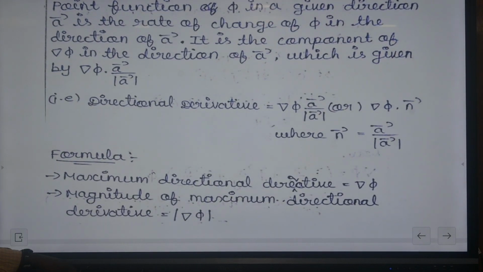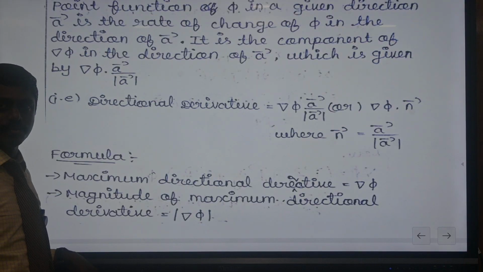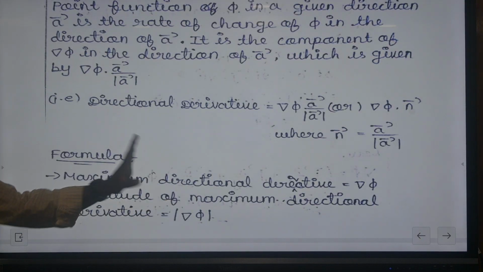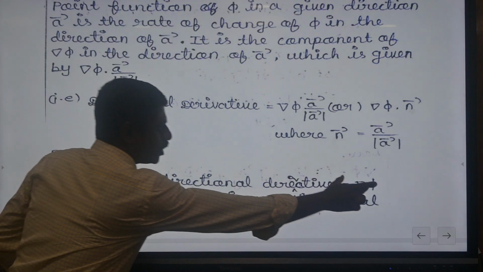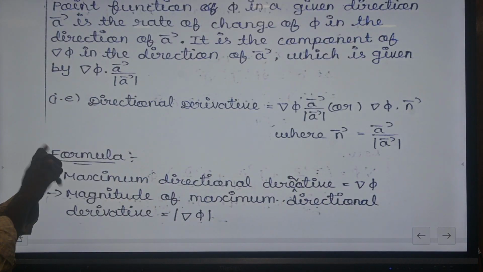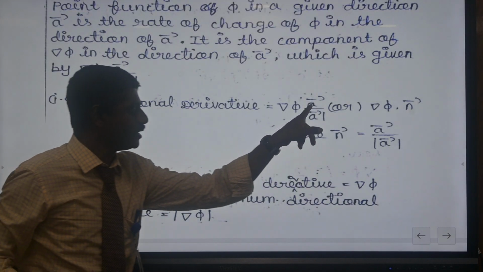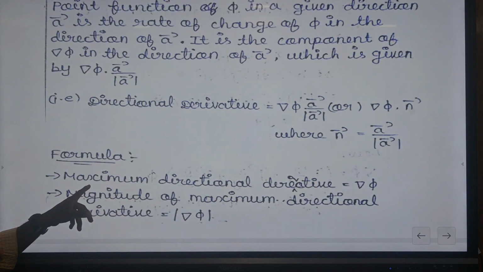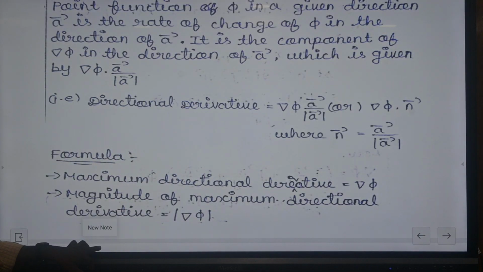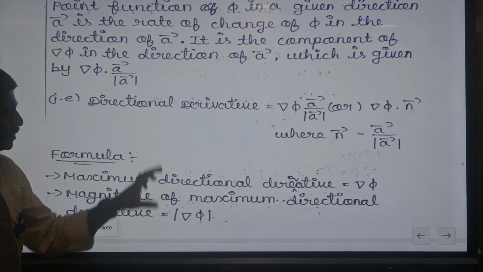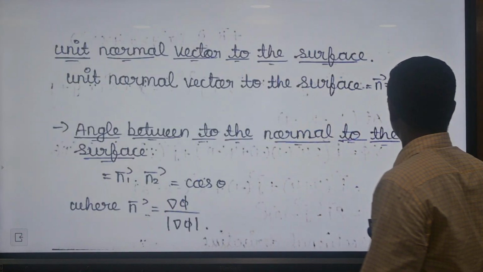Next, the maximum directional derivative. They ask to find the maximum directional derivative, that is del pi magnitude; just find the modulus of this value. So here are three formulas. One is to find the directional derivative, that is del pi dot A vector by modulus. Another is to find the maximum directional derivative. Another is to find the length of the maximum directional derivative, that is modulus del pi. Three formulas. We will just see one problem.